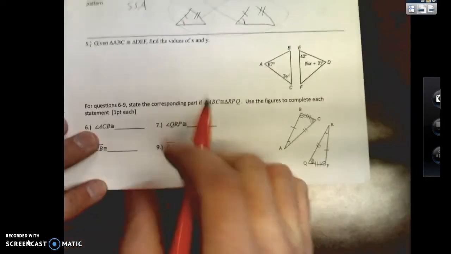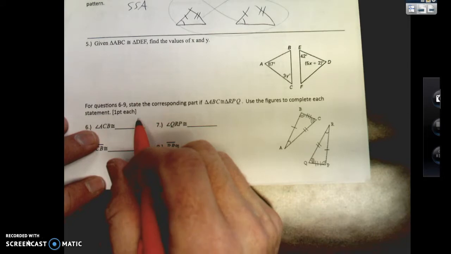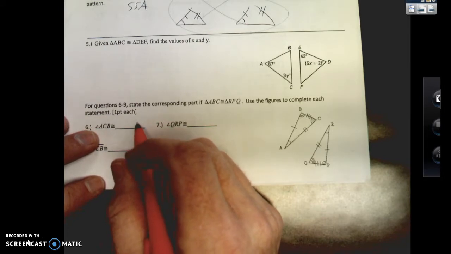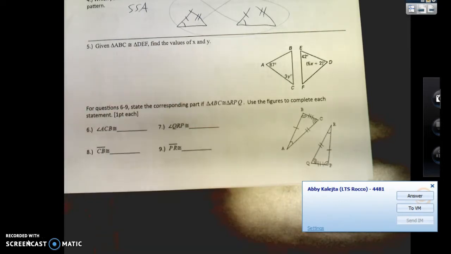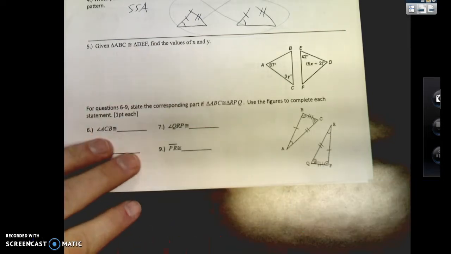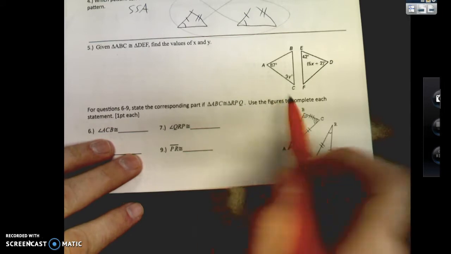Here, we're looking at number 5: given triangle ABC is congruent to triangle DEF, find the values of x and y. Guys, we're using this to our advantage.